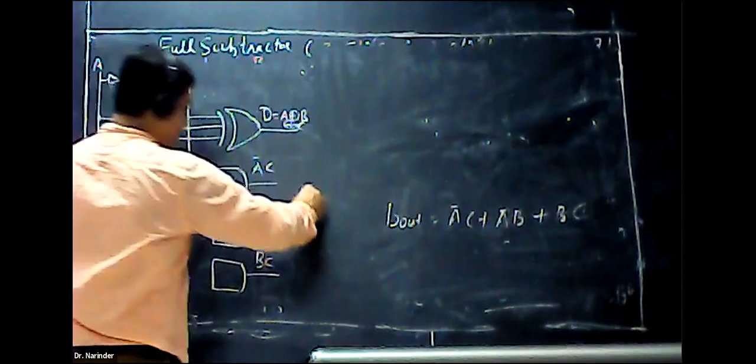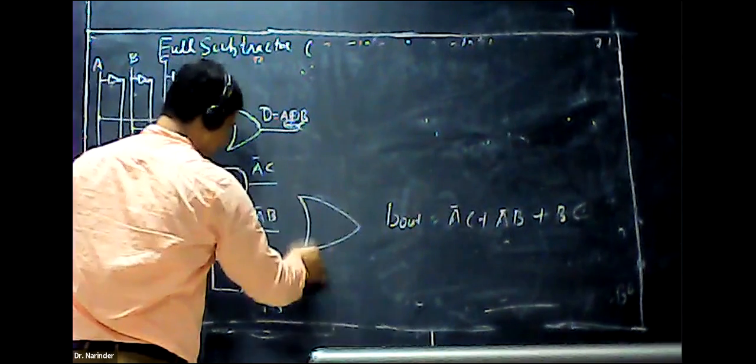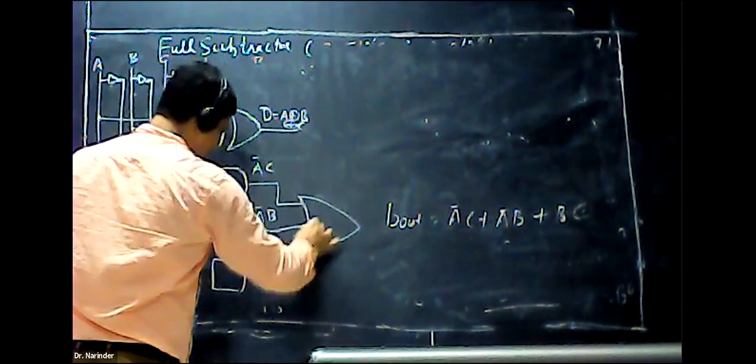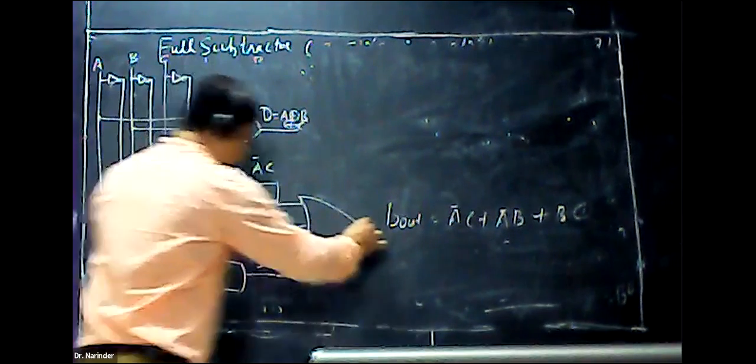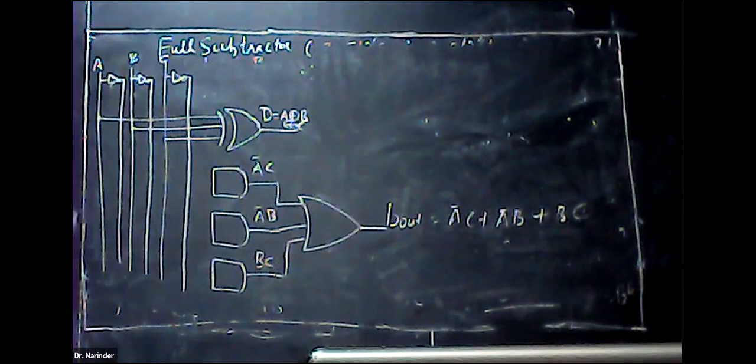This is your borrow out. Then you have to add it. Addition is done by using OR gates. So this would become your borrow. Now, A bar C. A bar C has to be multiplied.